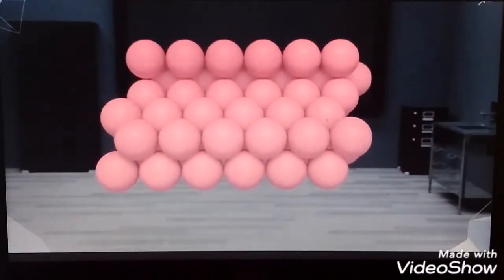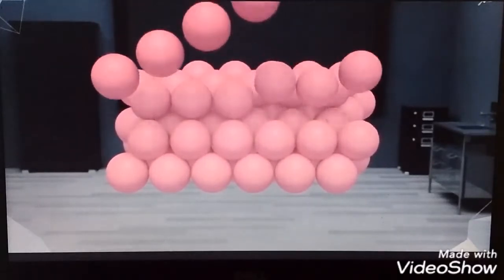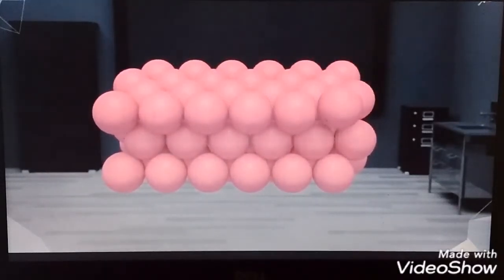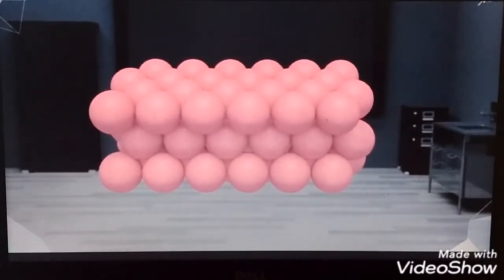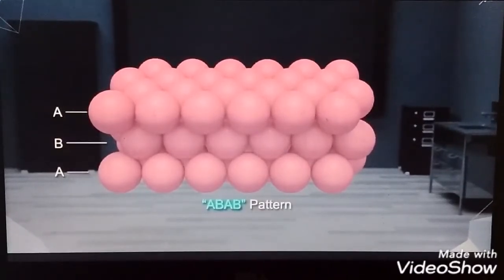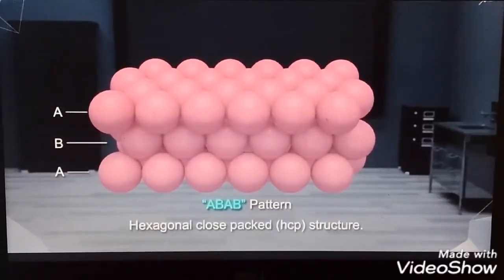On doing so, the spheres of the third layer will get exactly aligned with the spheres of the first layer. So, if we call the first layer A type and the second layer B type, then the third layer will also be A type. As the pattern of spheres is repeated alternately, this pattern is known as AB pattern, and the structure formed is known as hexagonal close packed, HCP structure.